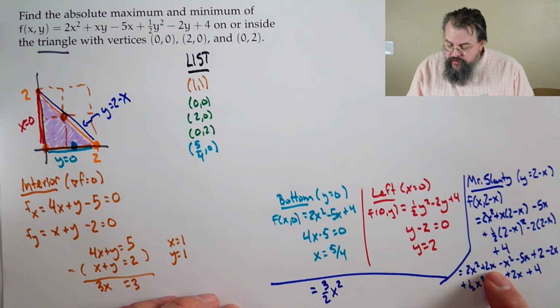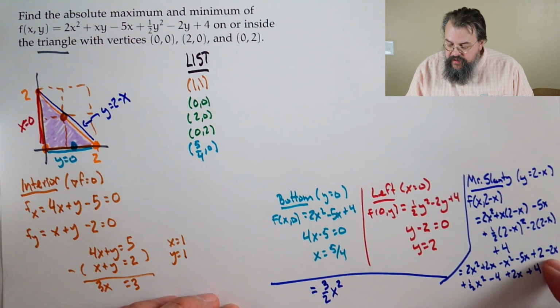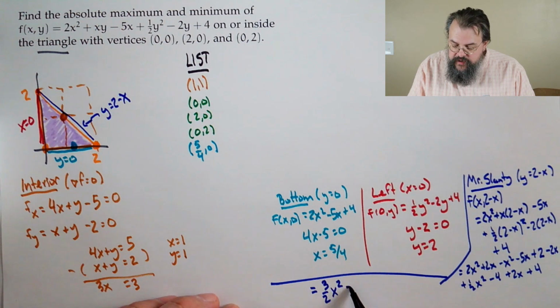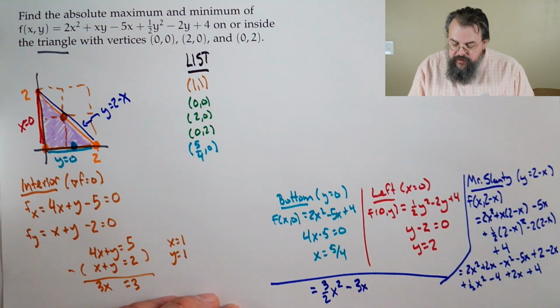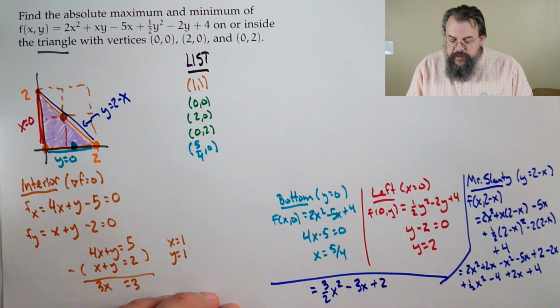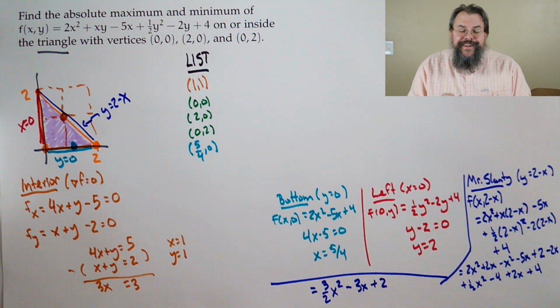We have a plus 2x, a minus 5x, a minus 2x, and a plus 2x. Well, the plus 2x and minus 2x we can think of as canceling. 2x minus 5x is minus 3x. And then we have a minus 4 and a plus 4 that cancels, and a plus 2. All right, so there we go.